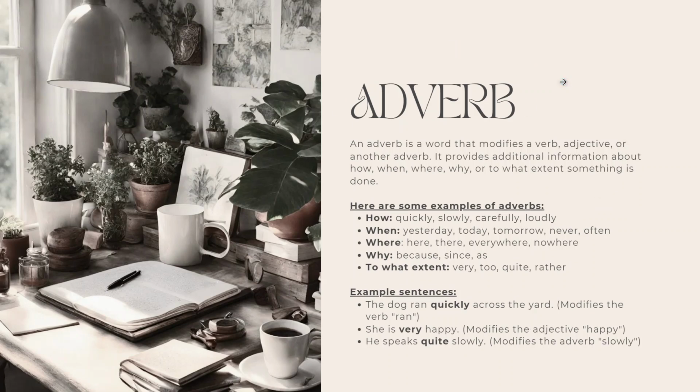An adverb is a word that modifies a verb, adjective, or another adverb. So adverbs help in modifying. They are also kind of working like adjectives, though their work is different. They are not modifying any noun, rather they are modifying a verb, an adjective, and even another adverb just like them. It provides additional information about how, when, where, why, or to what extent something is done.